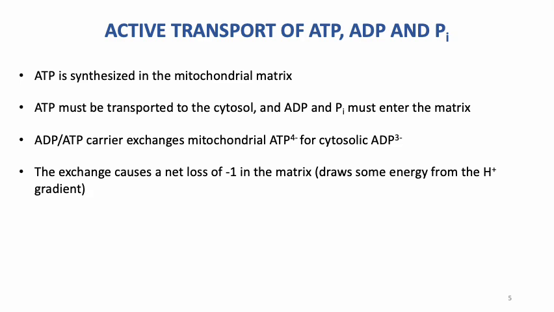As you have seen earlier, the synthesis of ATP takes place in the mitochondrial matrix. But this ATP, when synthesized in the matrix, will leave the mitochondria to the cytosol, where it will be used in different activities in the cell. When ATP is used in these activities, it will be cleaved to ADP and inorganic phosphate. So the ADP and inorganic phosphate must be transported back to the matrix so that ATP can be synthesized again.